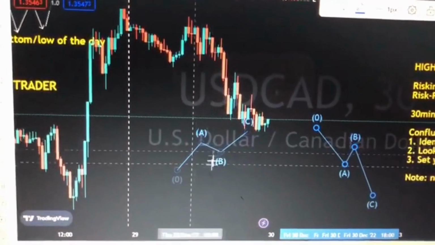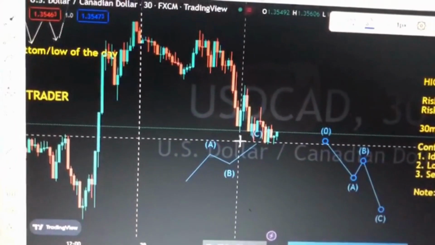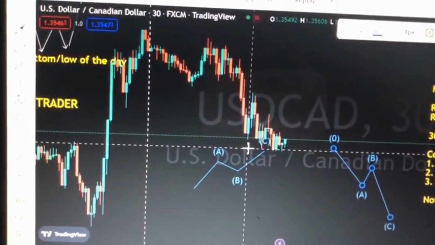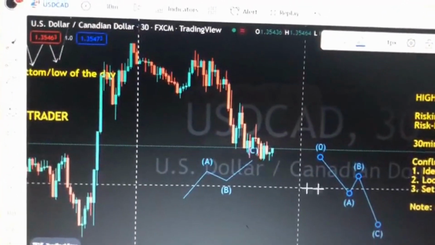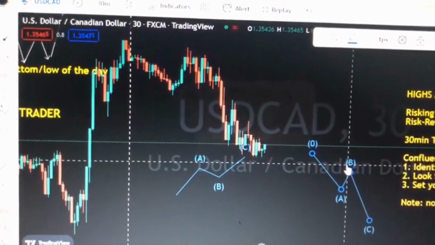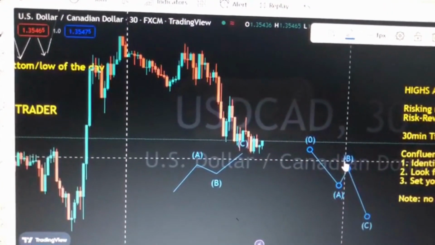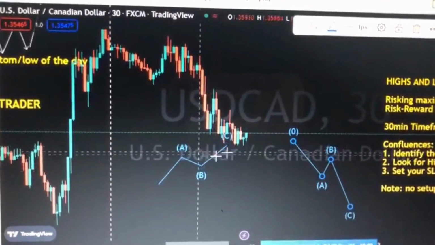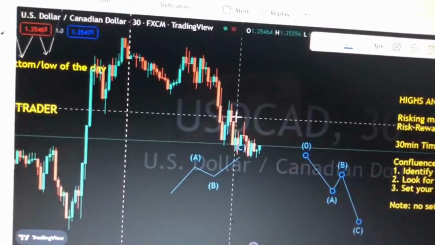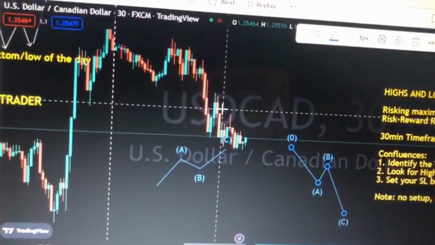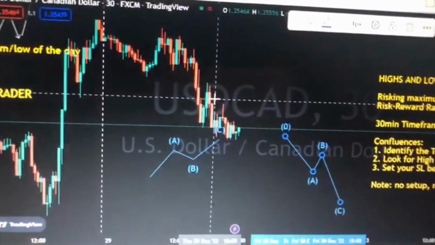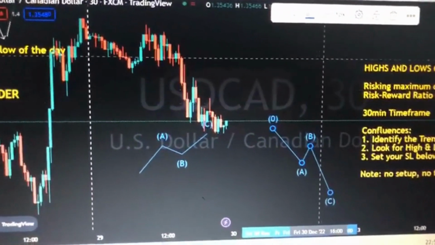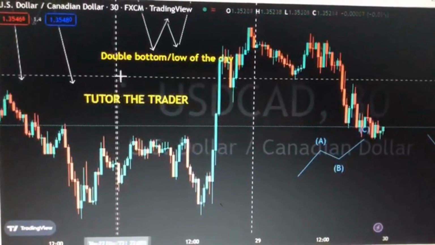Now, if the market is going in an uptrend, we want to be looking for the low of the day to buy it up. Then when the higher time frame is showing us a downtrend, then we want to be looking for the high of the day. I hope you are getting it. So if the market is going in an uptrend, we want to be looking for the low of the day to buy it up. Then if the market is going in a downtrend, we want to be looking for the high of the day to sell it. So don't forget high of the day and low of the day.